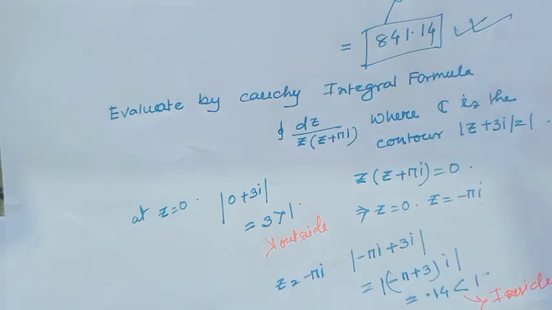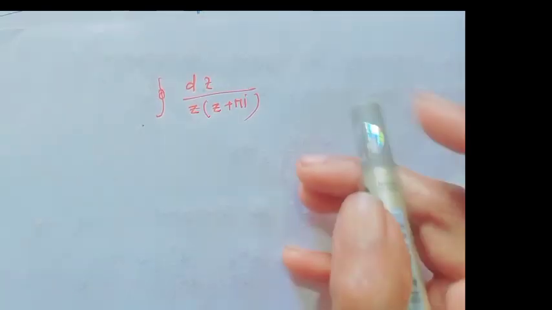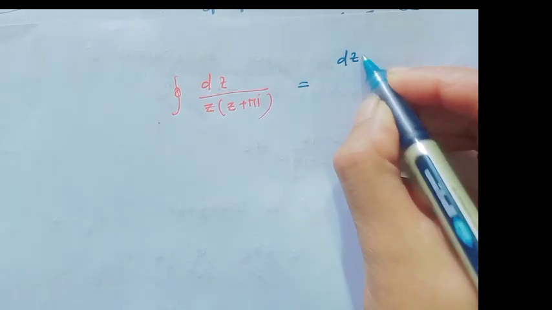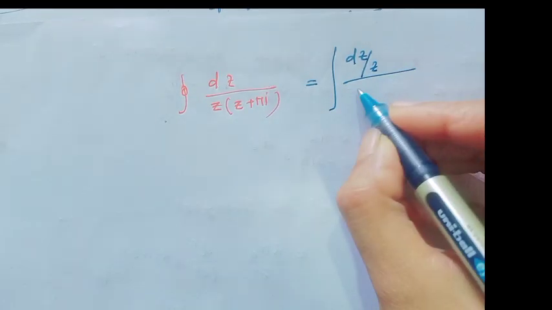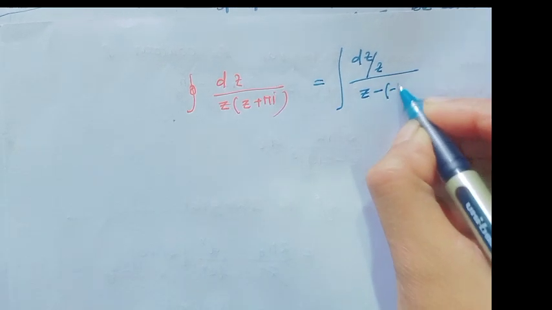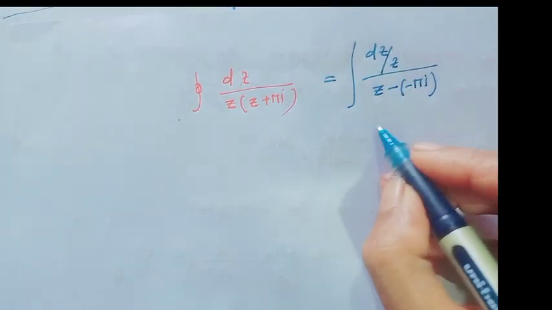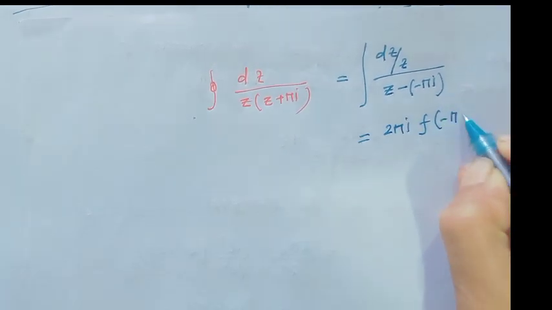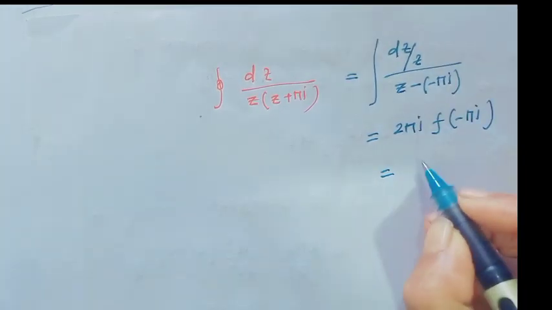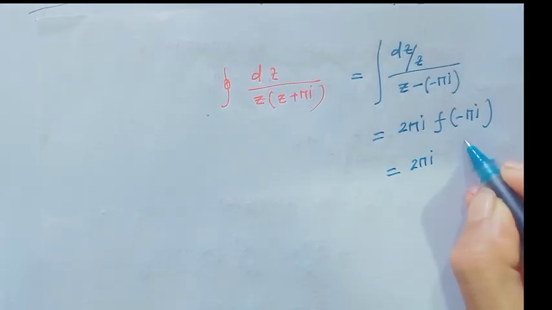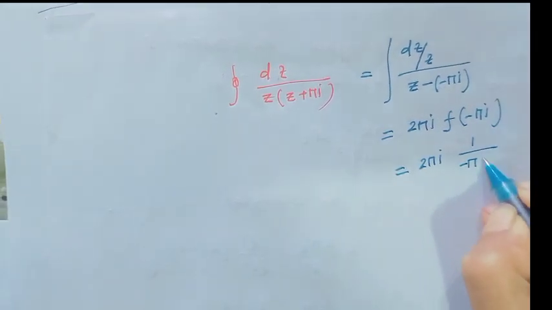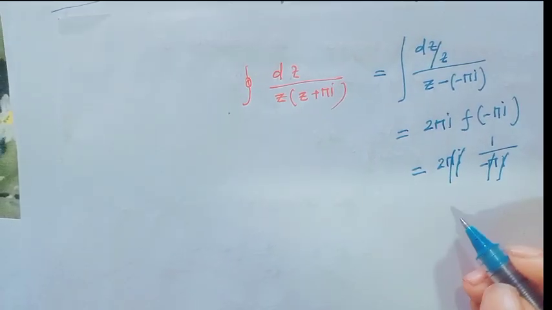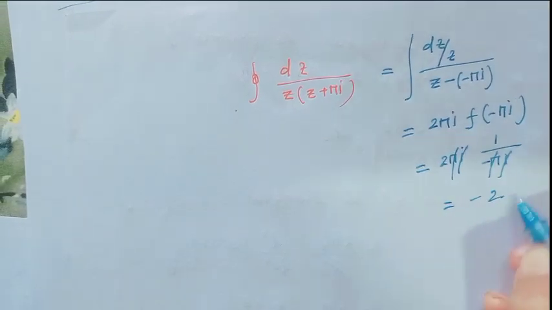Then dz over z times z plus pi i, by Cauchy's integral formula, this is dz over z divided by z minus minus pi i. So this value is 2 pi i f of minus pi i, and f of minus pi i is 1 over minus pi i. So 2 pi i times 1 over minus pi i, the pi and i would be cancelled. This value is equal to minus 2.